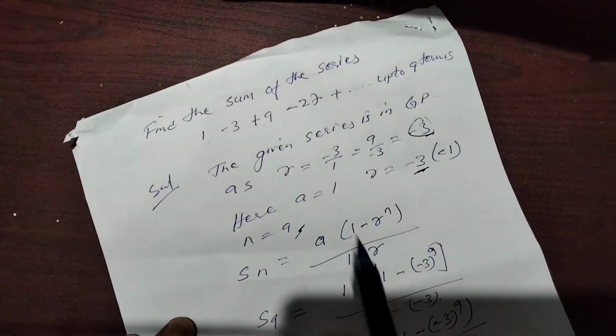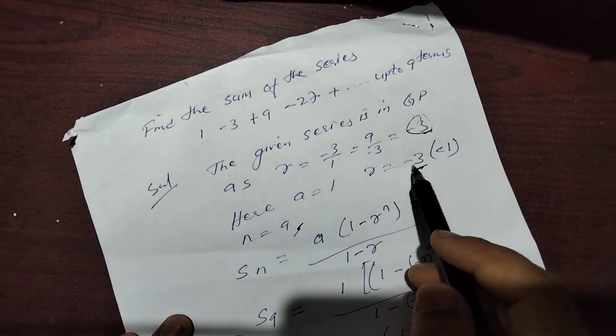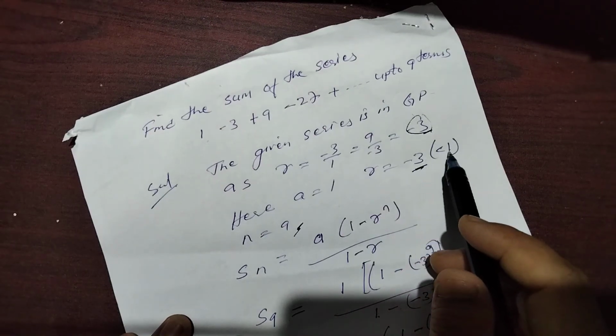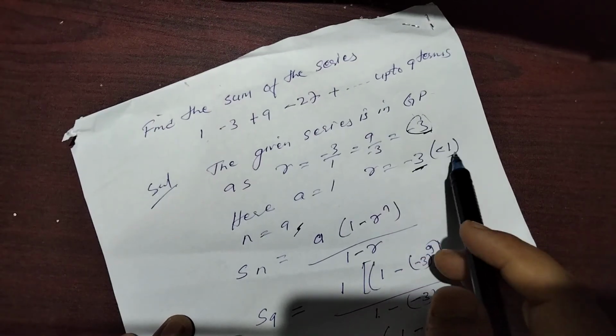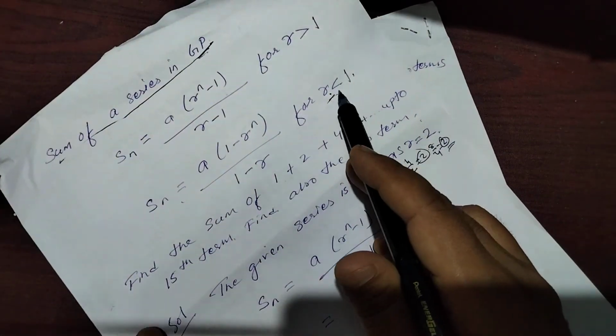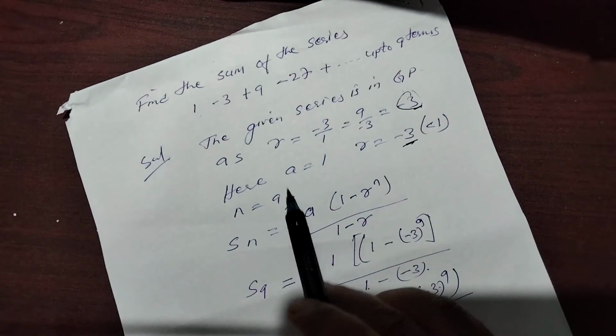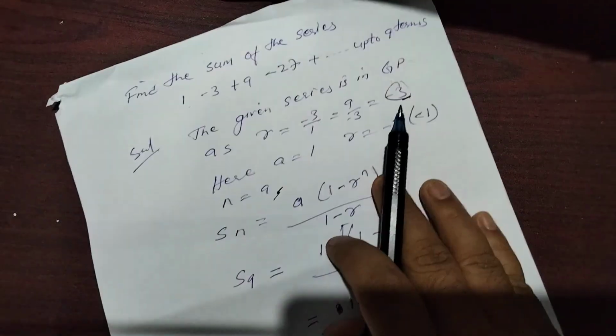Okay, so here a is 1, the first term. r, the common ratio, is minus 3, which is less than 1. So when r is less than 1, you have to use the second formula. And n is 9, the 9 terms. Okay, let us do the question.